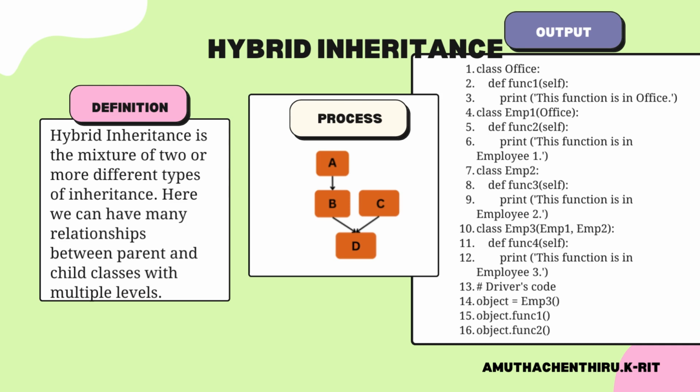So we created a class named office, that is A. You will match this program with this process. Within this parent class, we created a function named function 1, and created a child class named emp1, inheriting the properties from the parent class office and another parent class emp2. Within that class, we created a function named function 3.